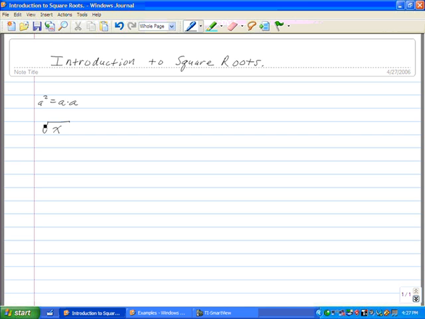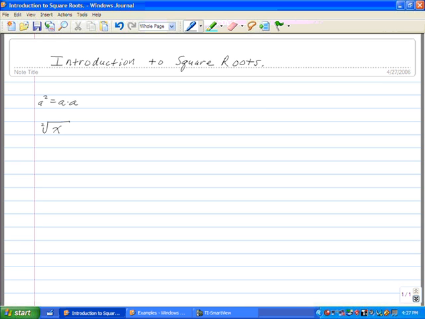Now on this radical sign, you assume, even though you don't have to write it, there's a little 2, meaning square root. If the root was something other than a square root, you'd have to write that value down. Like if it was a cube root, you'd have to write a 3. A fourth root, you'd have to write a 4, etc.